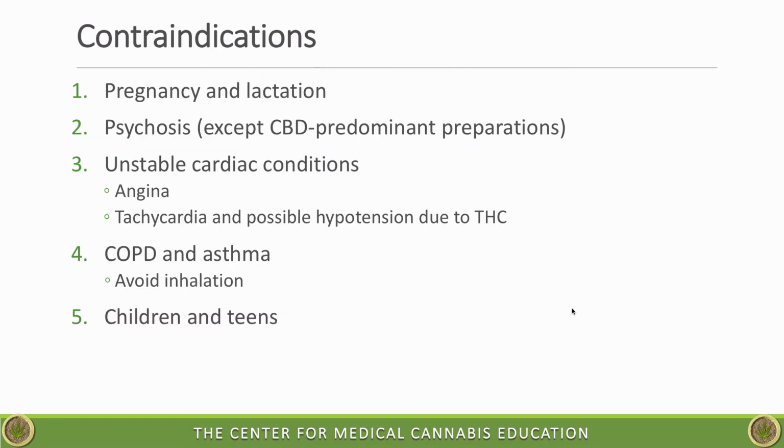There are 5 primary contraindications to consider when using cannabis in clinical practice, and these contraindications are specifically related to using THC and THC-containing products. Some are absolute contraindications, while others are more relative. You will find, I think, quite a bit of variability in how clinicians consider these different contraindications.